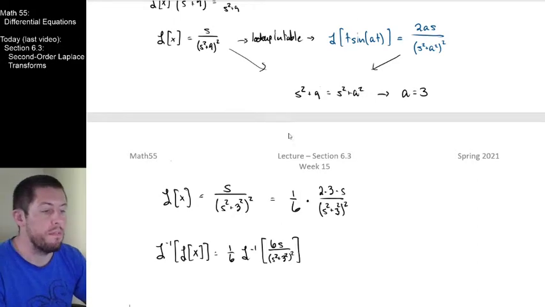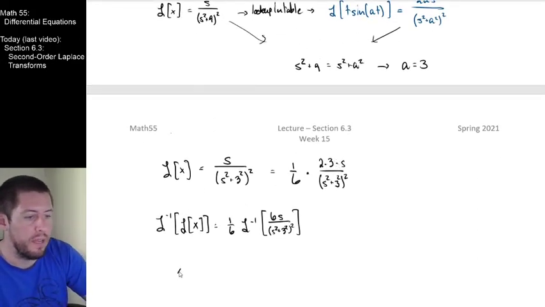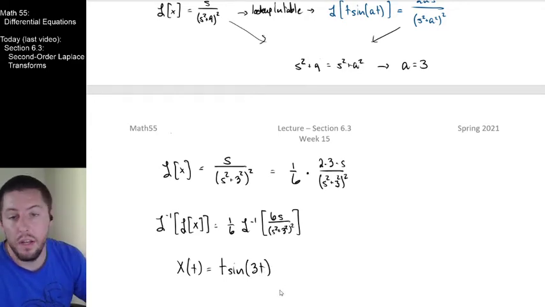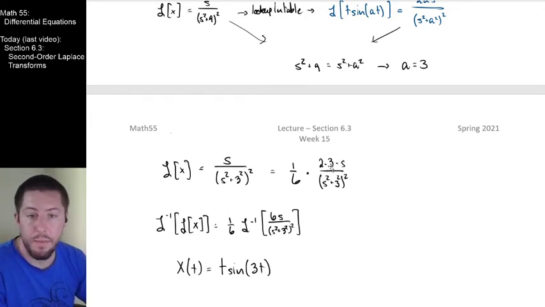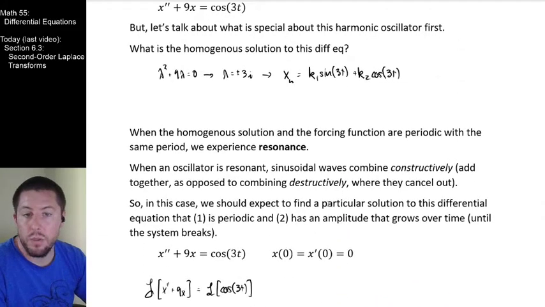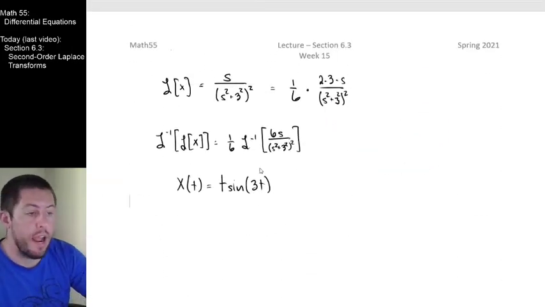And therefore, our final answer for our final problem of the semester should be x of t equal to t sine of 3t. Now, let's do our last confirmation here that we did this smartly. What we knew to expect was a periodic solution that has an amplitude that grows over time. This t is our amplitude term. This is our amplitude growing over time here.